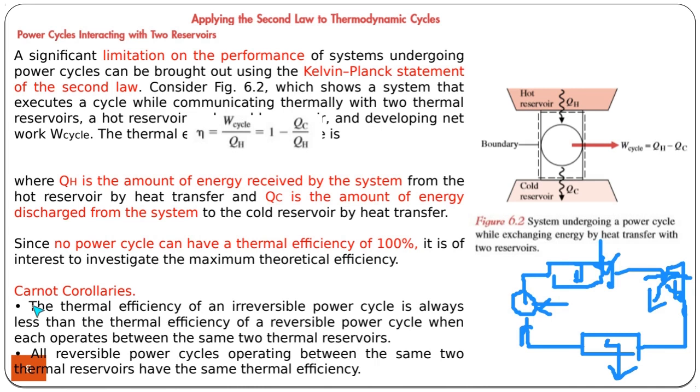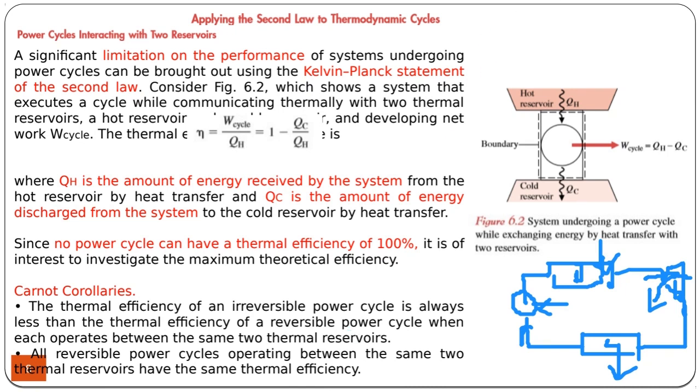Systems without any irreversibilities, or completely reversible systems, are called Carnot systems. We have two types of Carnot systems. The first of them is the Carnot heat engine. The other is the Carnot refrigerator. So let's take a look at the Carnot engine. It says that the thermal efficiency of an irreversible power cycle, which is the actual power cycle, is always less than the thermal efficiency of a reversible power cycle, which is the Carnot cycle.